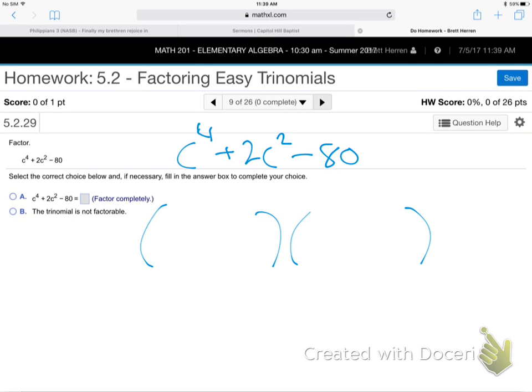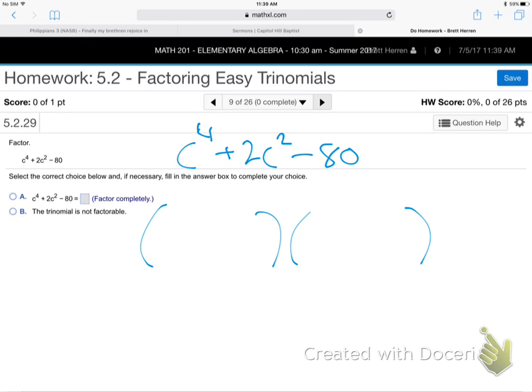You see the difference? If there's something in common, you got to do the one big parenthesis step before you do the 2. If there's nothing in common, go right to the 2. There's nothing they all have. They don't all have a C. They don't all have a number. There's nothing in common. Go right to the 2. Okay, great.